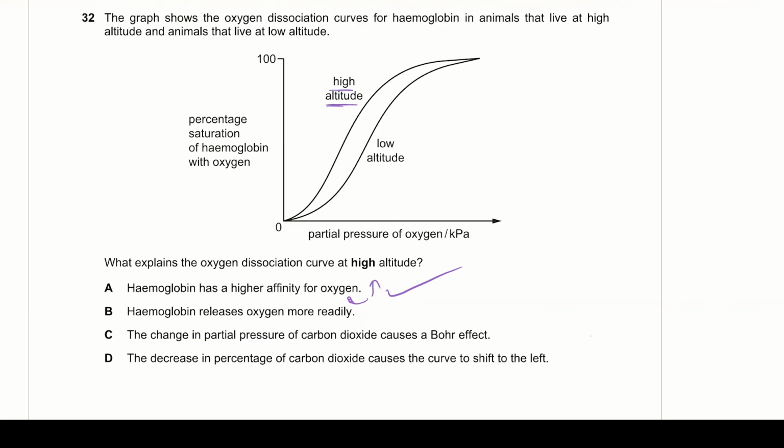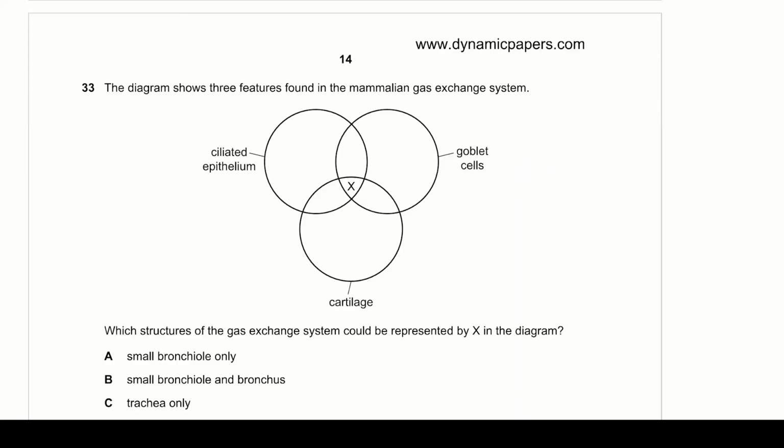B, hemoglobin releases oxygen more readily. This is incorrect because this would only be correct for low altitude because, as you see, the curve shifted to the right. C, the change in partial pressure of carbon dioxide causes a Bohr effect. This is incorrect because here it's talking about high and low altitude. It has nothing to do with the Bohr effect in this case. The decrease in percentage of carbon dioxide also has nothing really to do with the Bohr effect, so the only answer is going to be A.